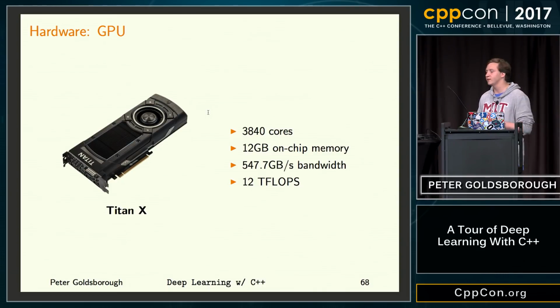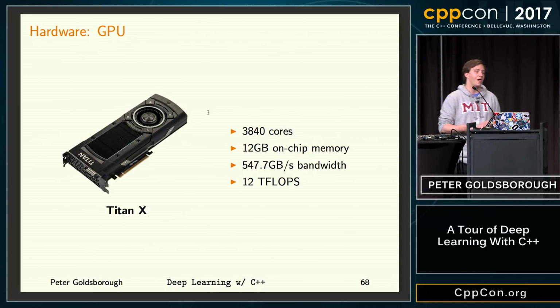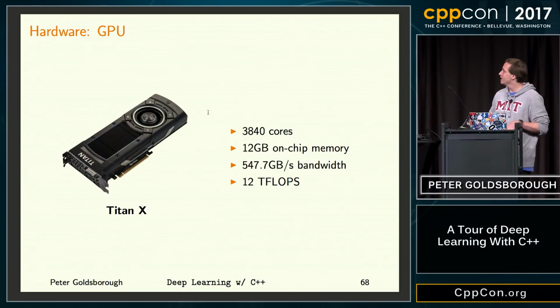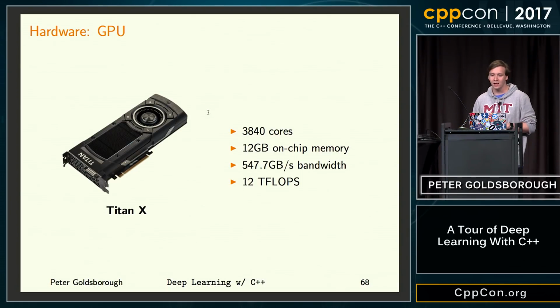Just a few weeks ago, Facebook AI Research released a paper on training on the same data set in 1 hour on 256 GPUs. So we're definitely making progress in this area. Nevertheless, this is a good example of a GPU. It has 3,840 cores, and because they're CUDA cores, each of those runs 32 threads. And it has 12 gigabytes of on-chip memory.